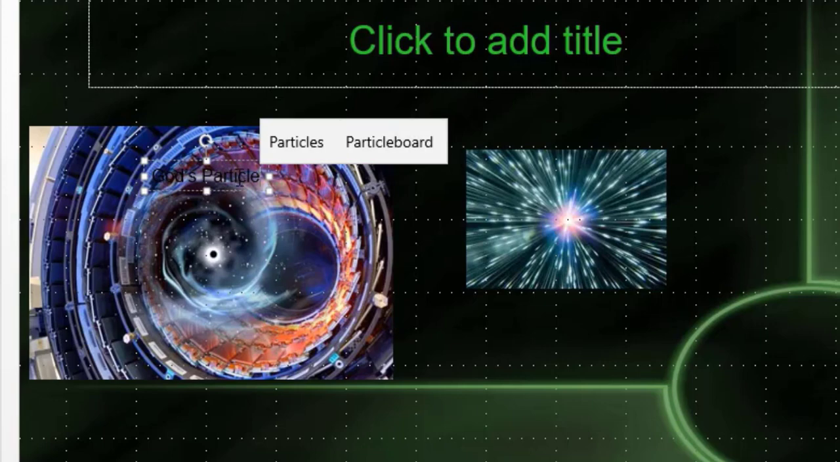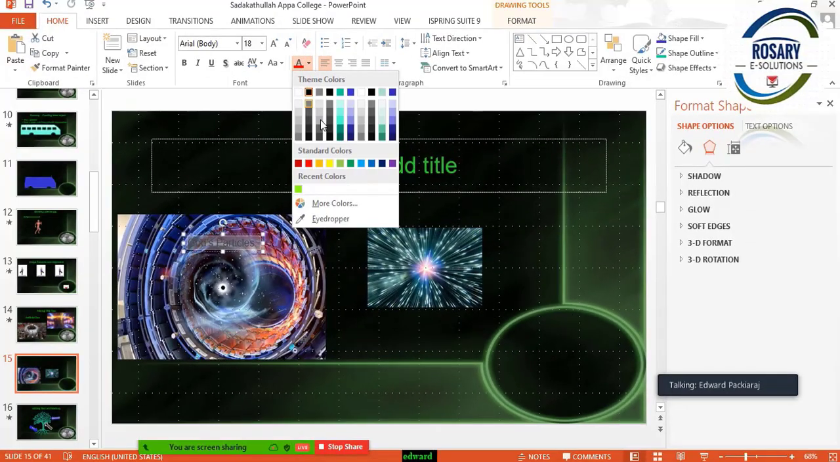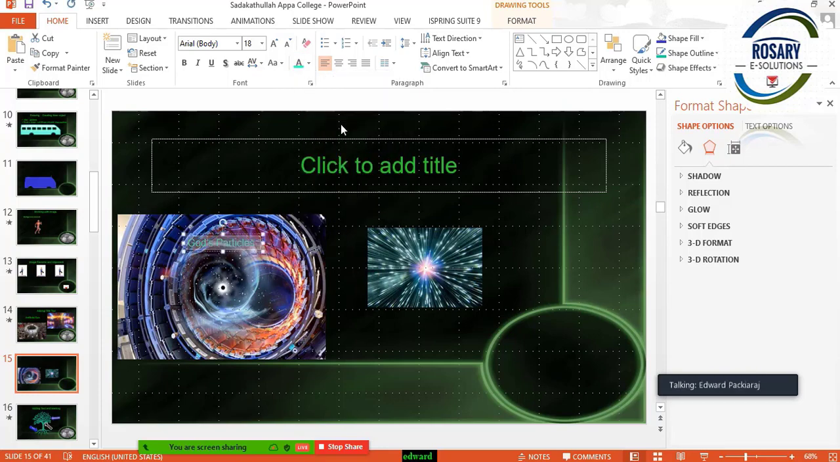Now the text is not visible. I select this text and I change the color. Okay, it is still not visible, so I can give some background.